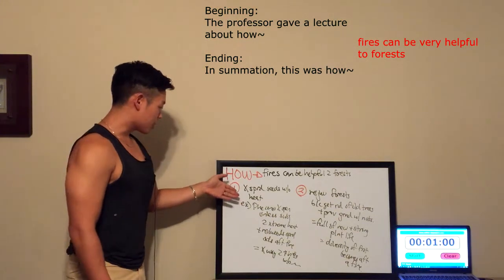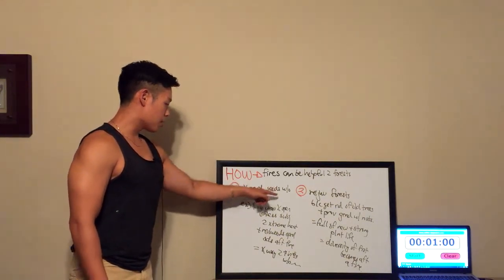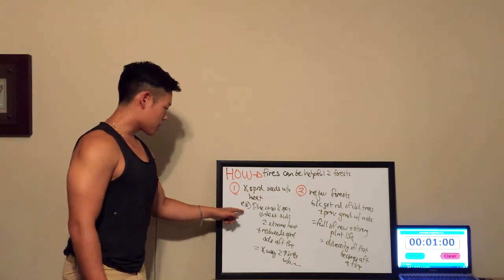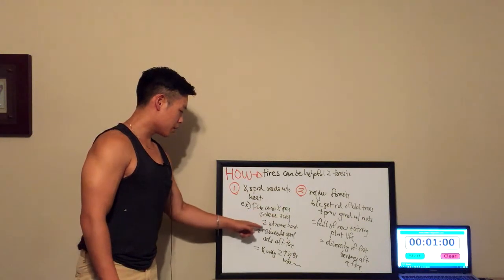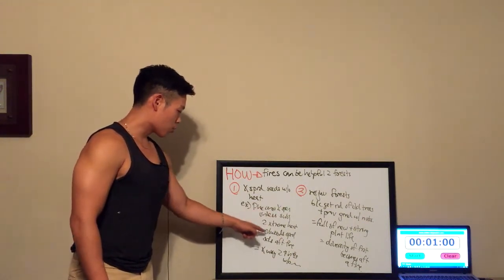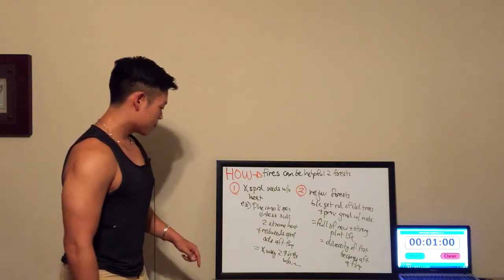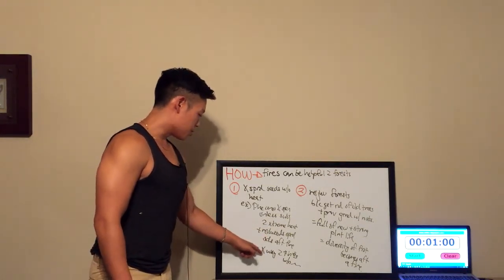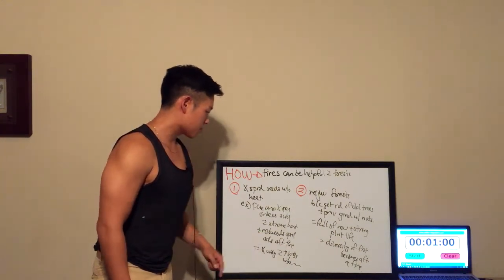Let's take a look at the first section. Some trees cannot spread their seeds without heat. For example, pine cones do not open unless they are subjected to extreme heat, and redwoods can only spread their seeds after a fire. In other words, there is no way for these trees to increase in numbers without fires.